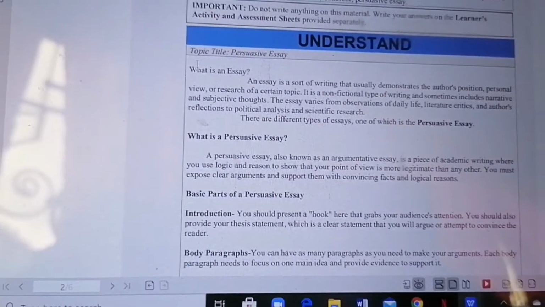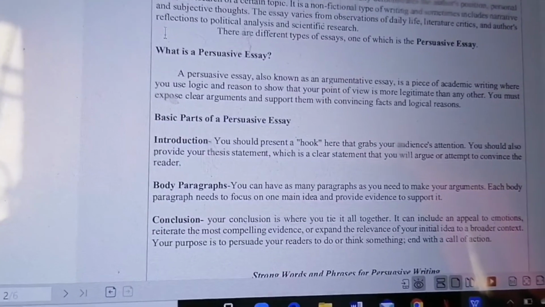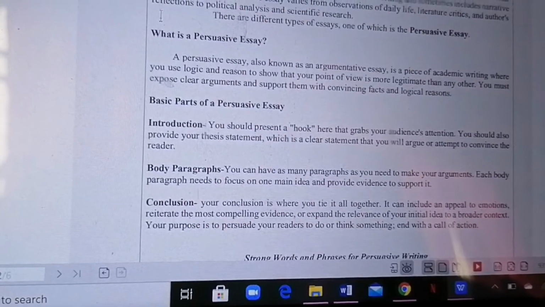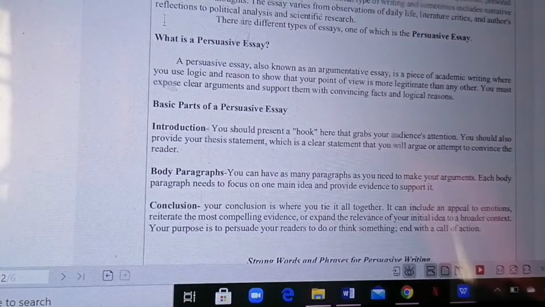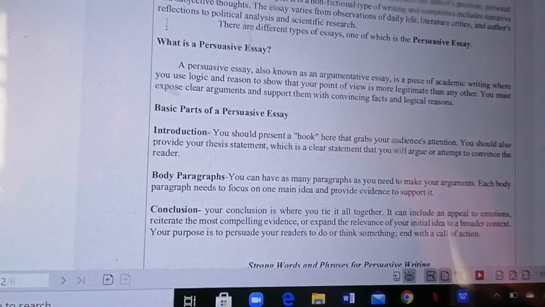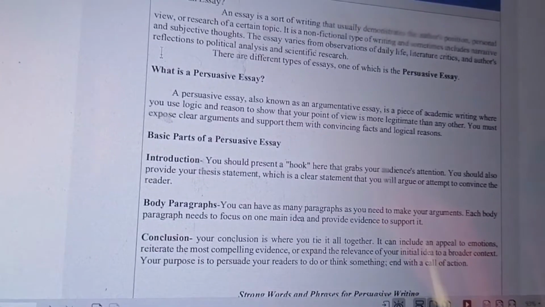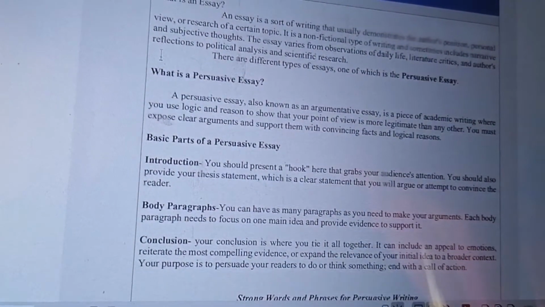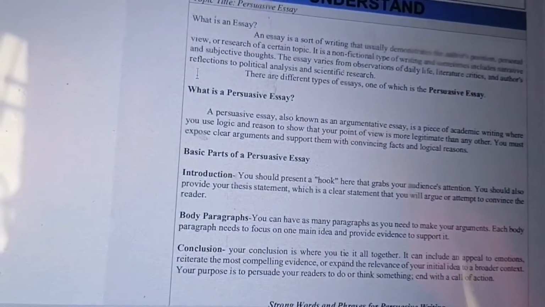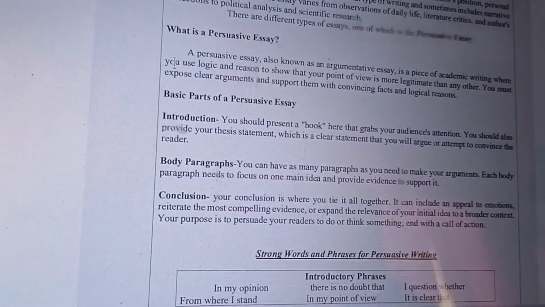Basic parts of the persuasive essay. Number one is the introduction. In the introduction, you should present a hook here that grabs your audience's attention. You should also provide your thesis statement, which is a clear statement that you will argue or attempt to convince the reader. Second is the body paragraphs. You can have as many paragraphs as you need to make your arguments. Each body paragraph needs to focus on one main idea and provide evidence to support it. And the last part is the conclusion. Your conclusion is where you tie it all together.